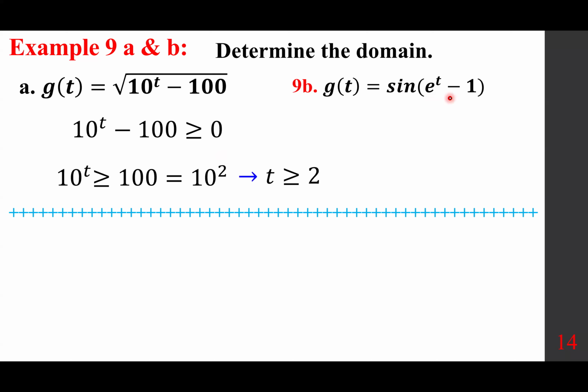What about this one? Well, if you look at the inner function, e to the power of t minus 1, you have to look for restrictions if it has any. It has no restrictions, exponential functions, remember. The domain is all real numbers. And sine has no restriction. So the domain is R. It's the composite function of a sine and exponential function. The domain remains as all real numbers.